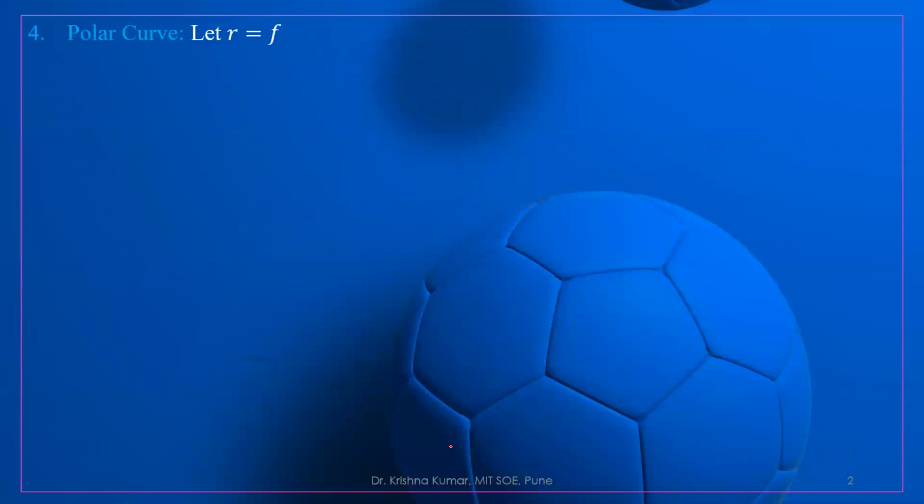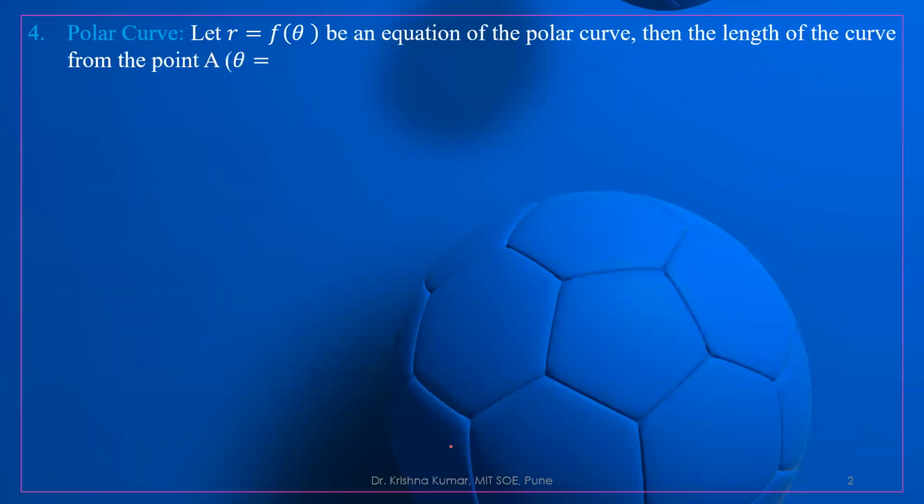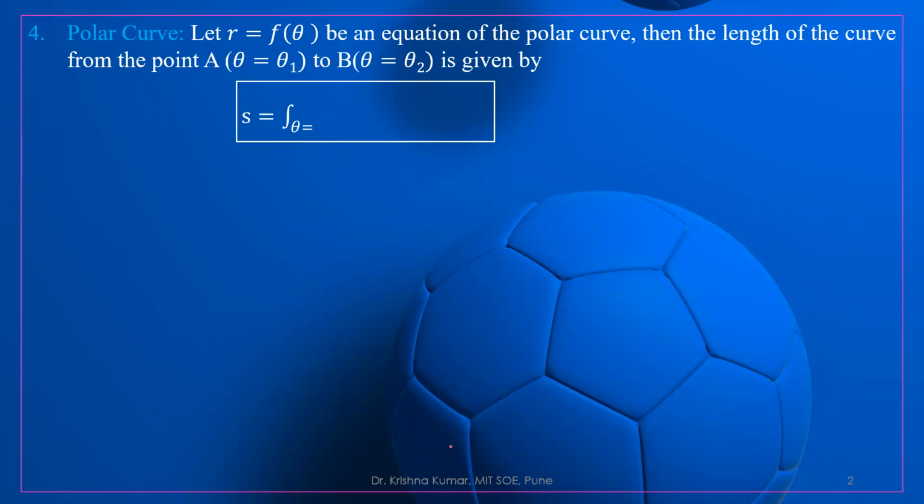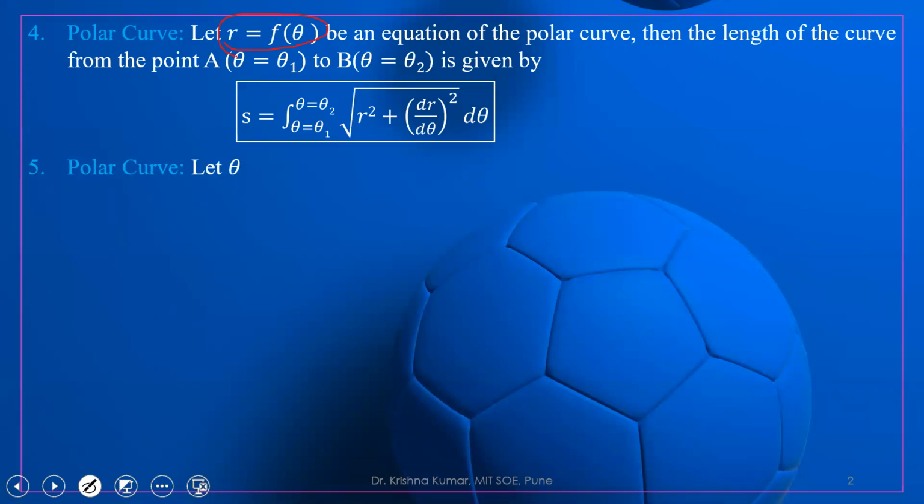Similarly, if we are given the polar curve, we can write r equal to f of theta as an equation of the polar curve. Then the length of the curve from the point A, theta equal to theta 1, to B, theta equal to theta 2, is given by s is equal to integration under the limit theta 1 to theta 2 of root over r square plus (dr/d theta) whole square with respect to theta. Okay, here clearly theta is the independent variable and r is the dependent variable. Suppose this equation is changed like this.